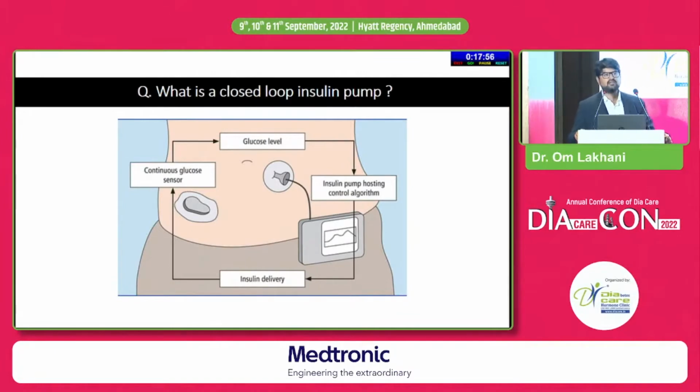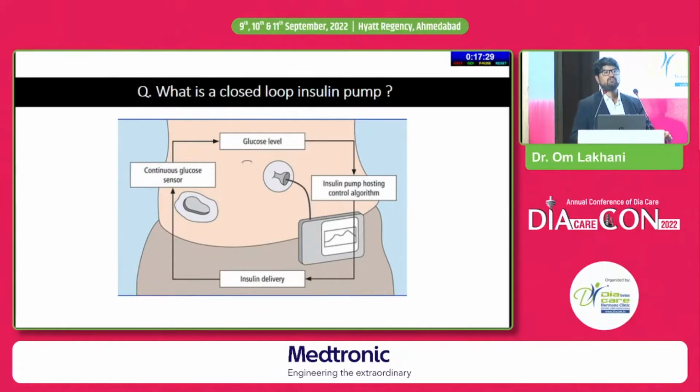I think a real life example of a closed loop device would be our air conditioner. Switch on an air conditioner, you set the temperature to, let's say, 26 degrees. If the temperature increases, the air conditioner will start and bring the temperature down. If the temperature reduces, the air conditioner will stop and the temperature comes back up. The same way, a closed loop device senses the glucose through the CGM and then communicates with the pump to deliver the insulin. So this is a closed loop insulin device.